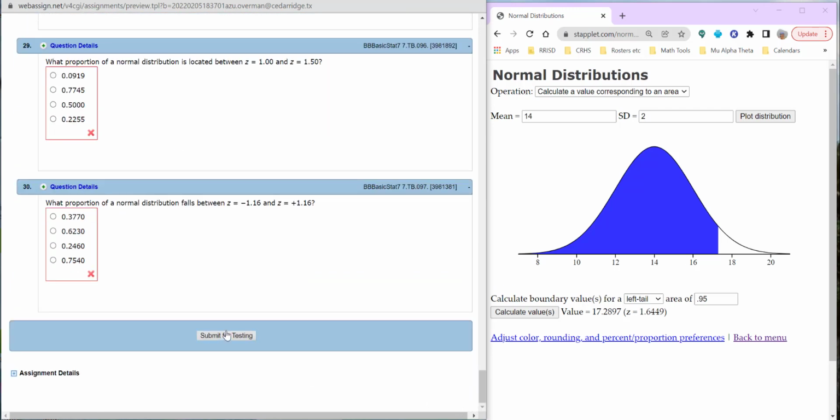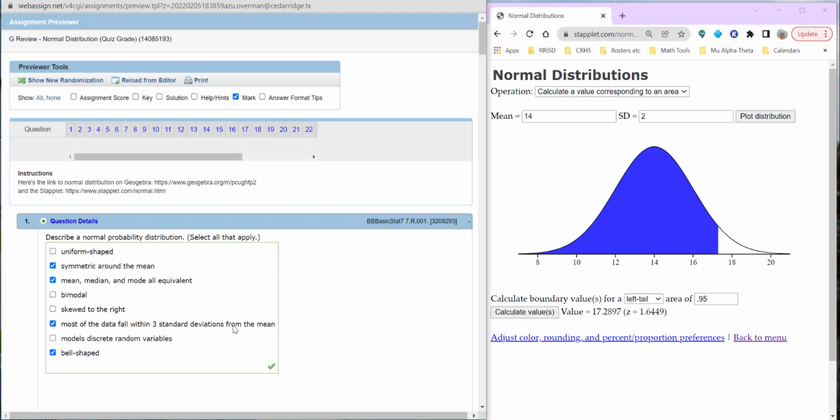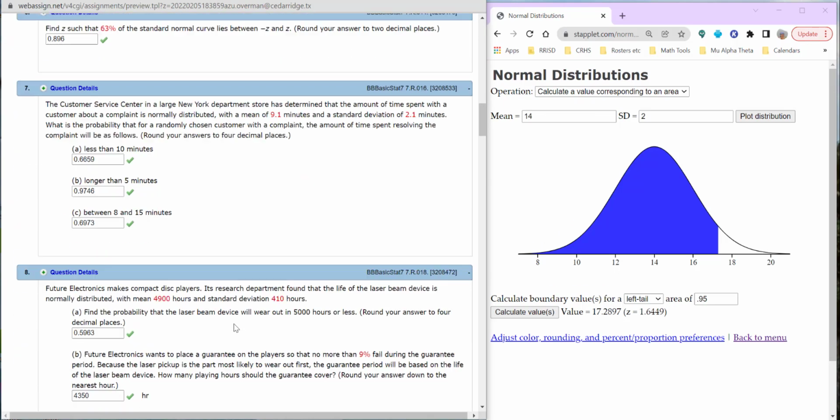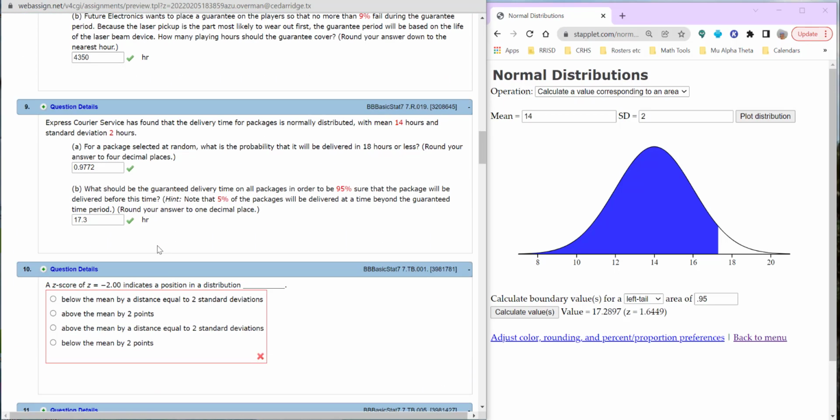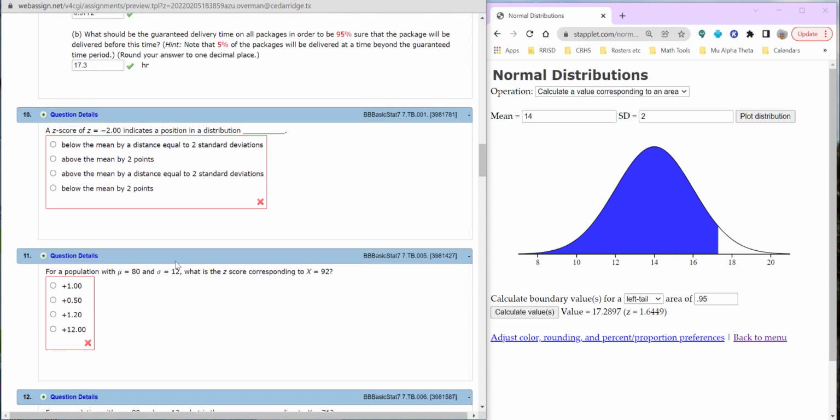I know it looks like a long review, doesn't it? But it's not that bad. Okay. See some of those? There's lots of questions in there. Okay. A z-score of -2 indicates a position in the distribution that is definitely below, and it's not 2 points, it's 2 standard deviations. Hopefully that's on your quiz, a test.